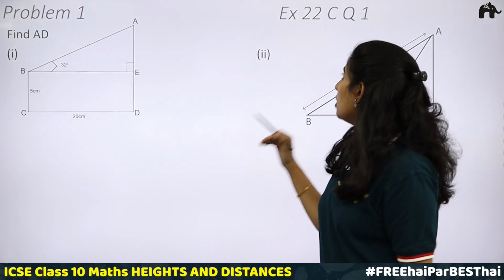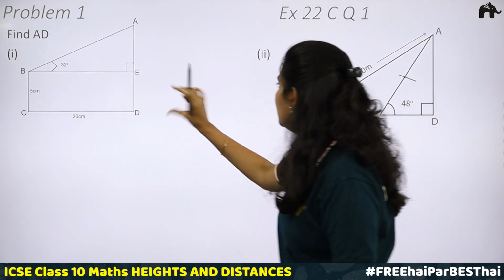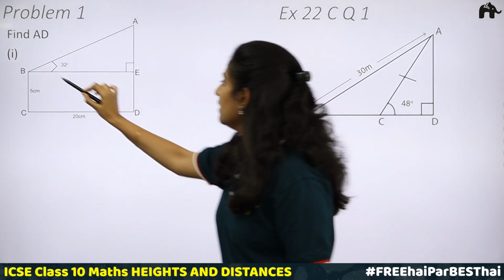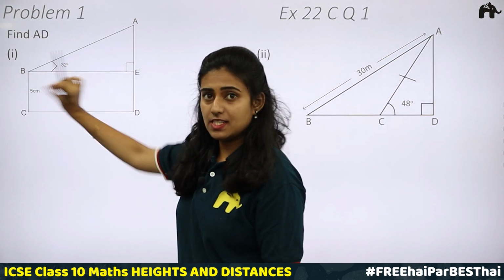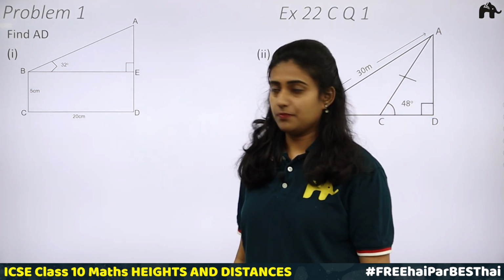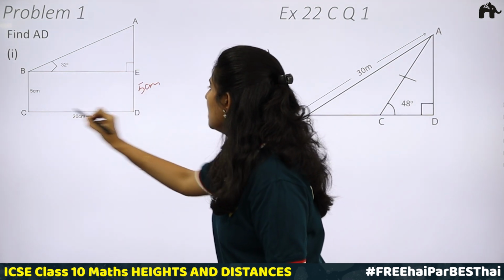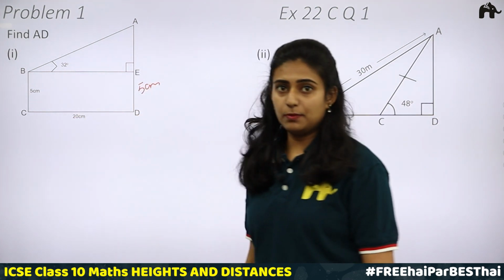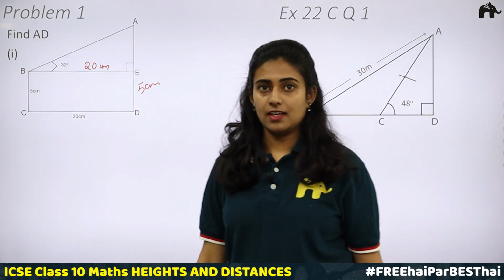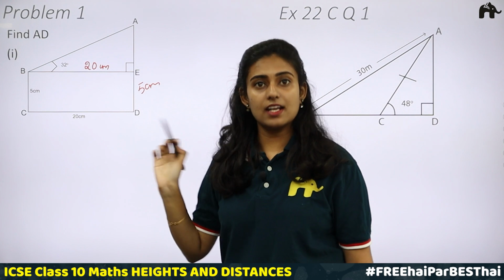Here we have the first problem, question 1 of exercise 22C. In this question, we need to find AD. What is given? BC is 5 centimeter. CD is 20 centimeter. Which means we'll be having ED is also equal to 5 centimeter. And CD, BE, they will be equal, that is 20 centimeter. Here we have a perpendicular, which means ABE is a right triangle.